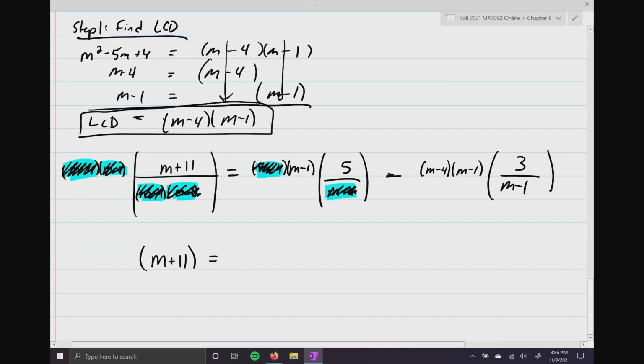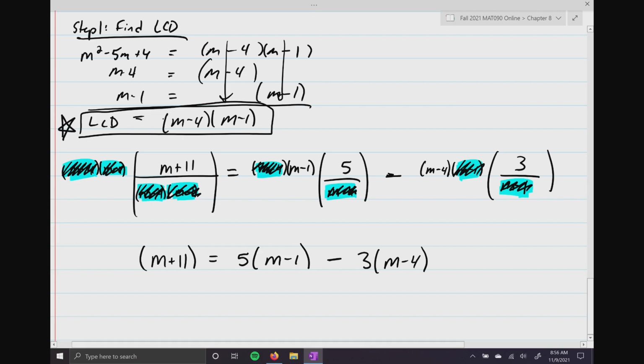And look what's left over. You got a number 5 and the quantity m − 1. So I'm going to write 5 times the quantity (m − 1). Now you got a minus sign, so put a minus sign. And then you have an m − 1 in the numerator, m − 1 in the denominator. So I'm going to cross them out. And I'm left over with a 3 in the numerator times (m − 4). So what looked like a very difficult problem actually turned out to be really simple. It was just you had to find the LCD.